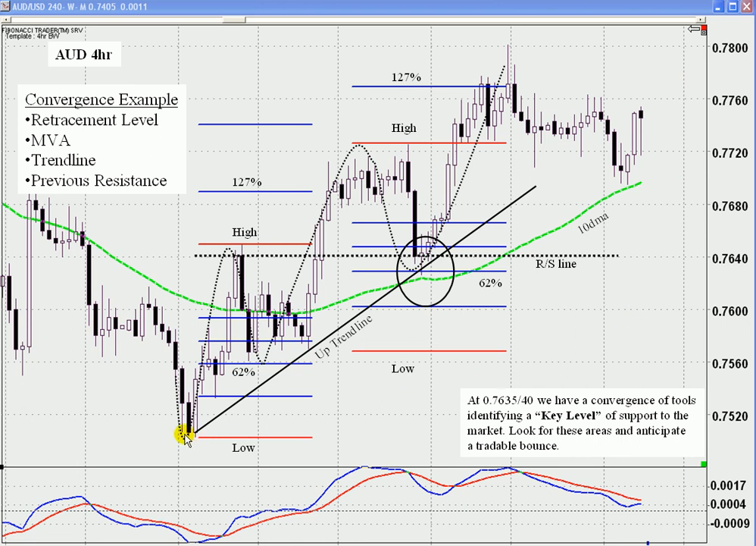We start at this low, price rallies to a high, retraces to 62%, consolidates and rallies, retraces to 62%, and trend line and 10-day moving average, and rallies to 127% extension.